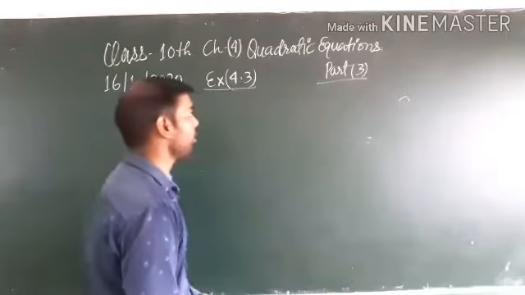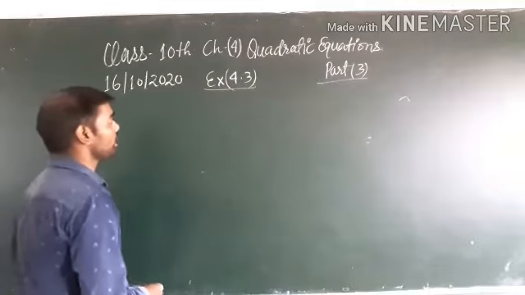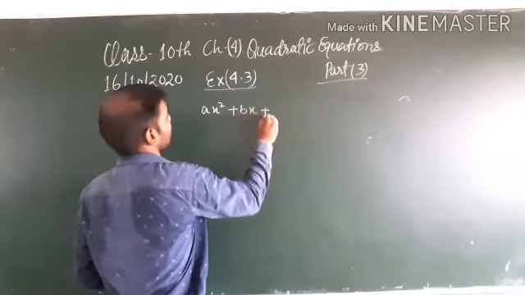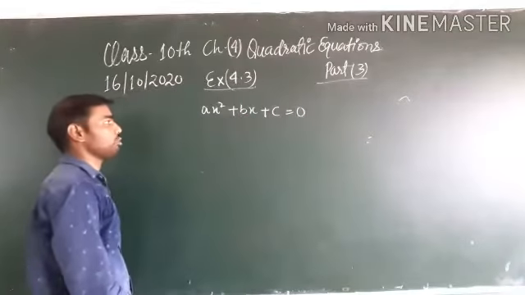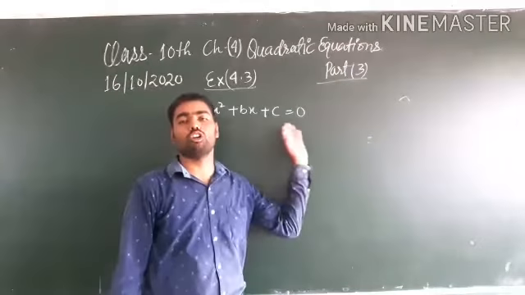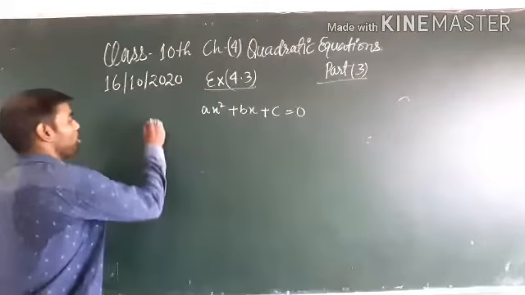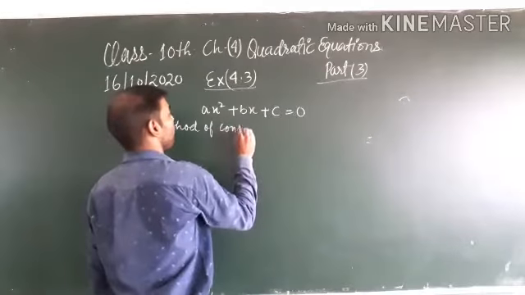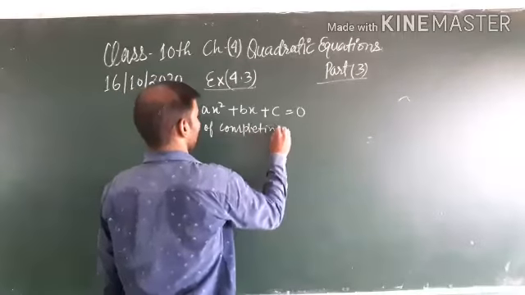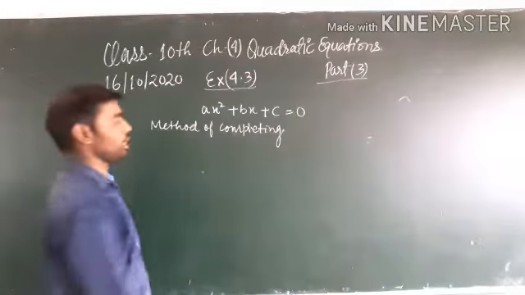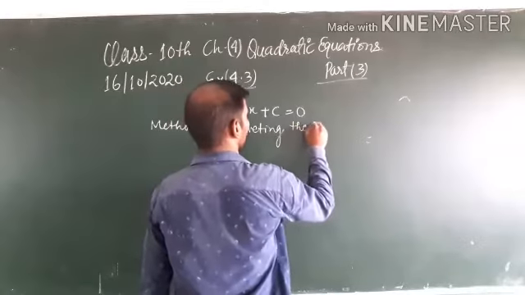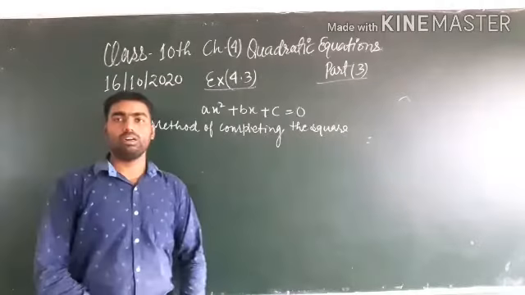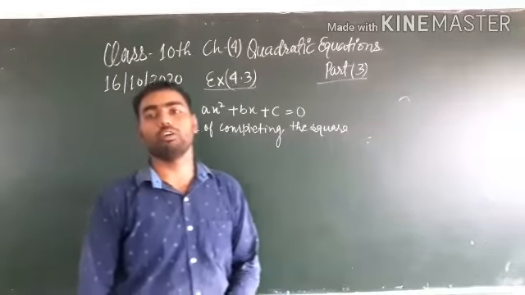First of all, take a quadratic equation. Let's suppose ax square plus bx plus c is equal to 0. This is the quadratic equation in variable x, and a is not equal to 0. Now we discuss the method of completing the square. How can we solve this equation by the method of completing the square?